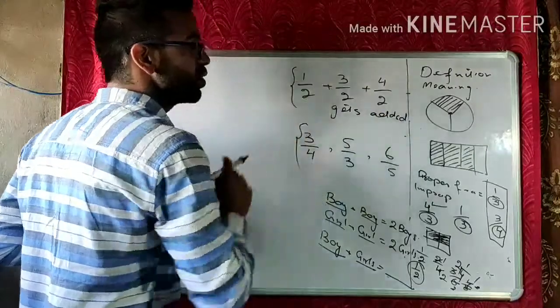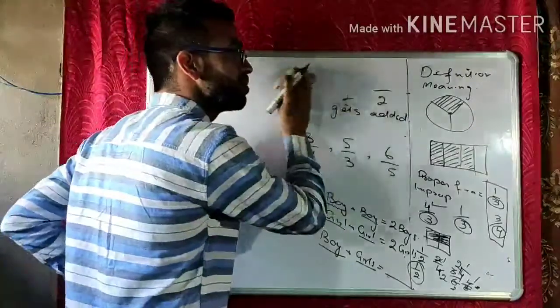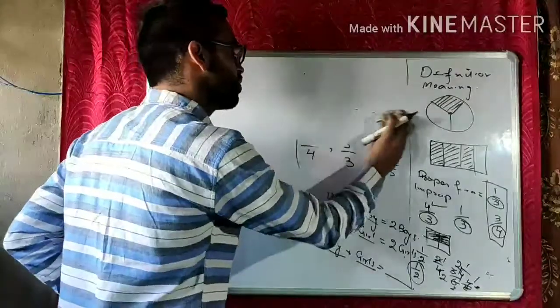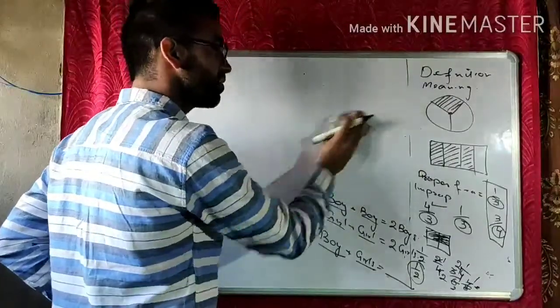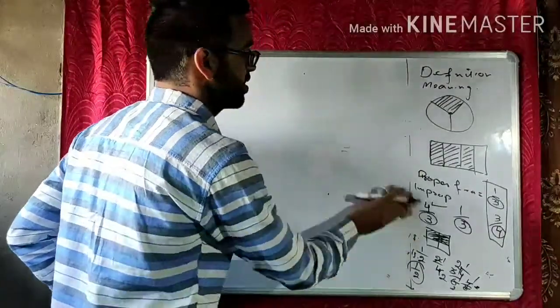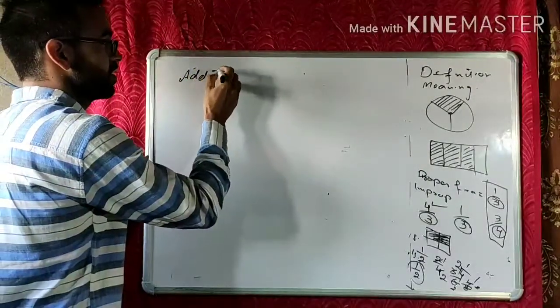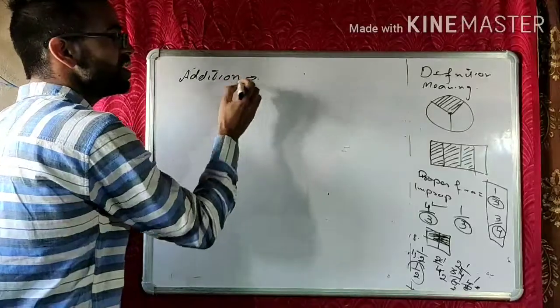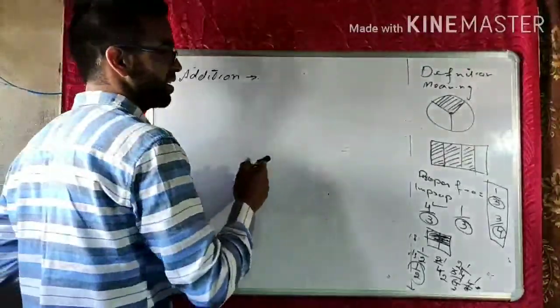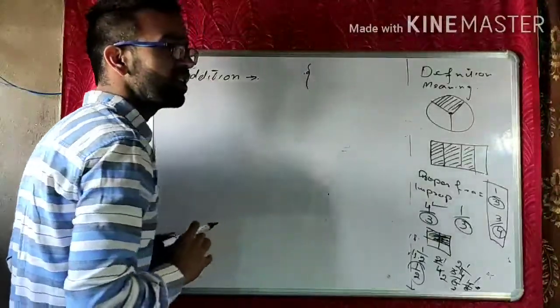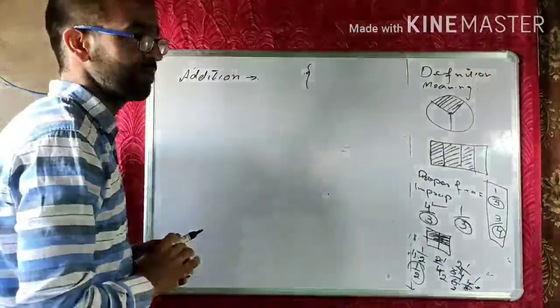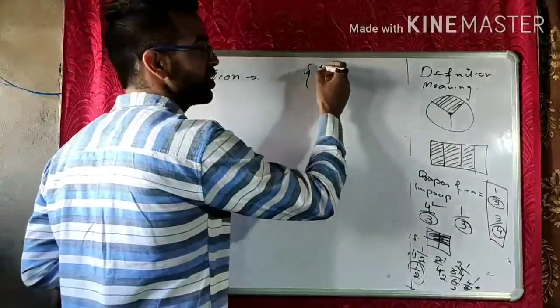So we will operate on them separately. Firstly, we will go on addition and subtraction. Firstly, we will go on addition. When we add or subtract, we go under two methods. The first method is making the same denominator.